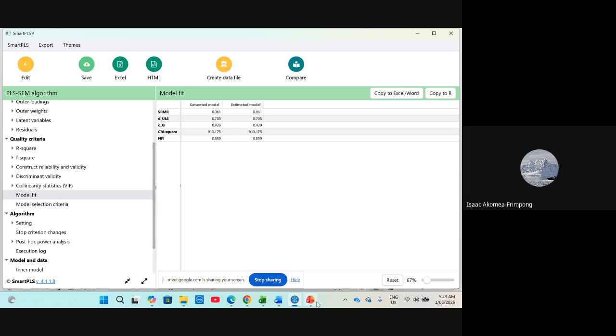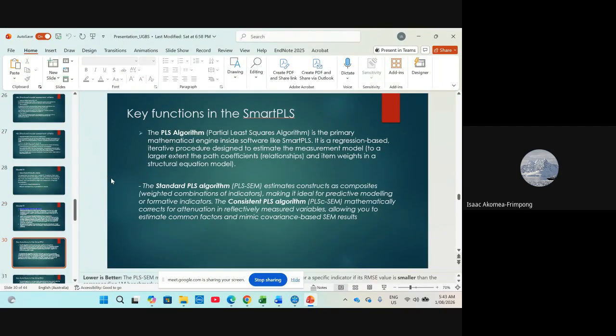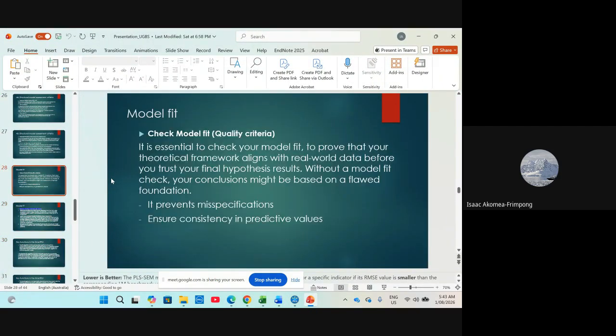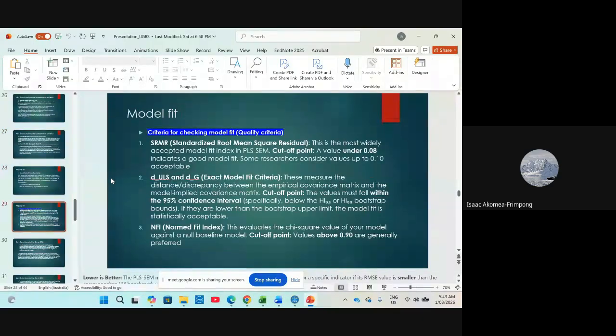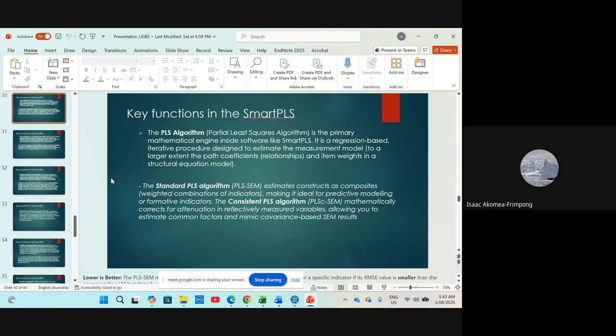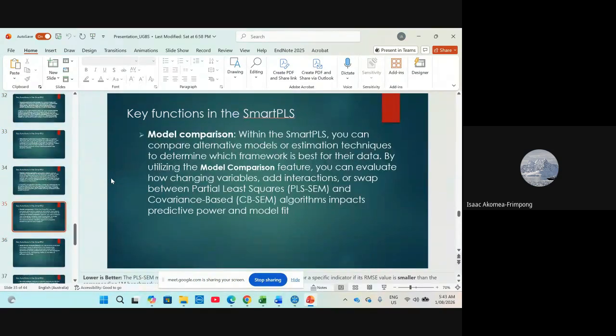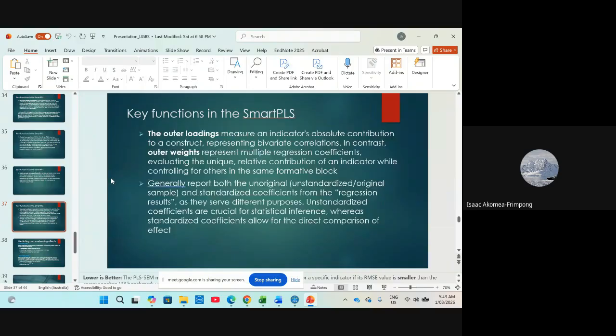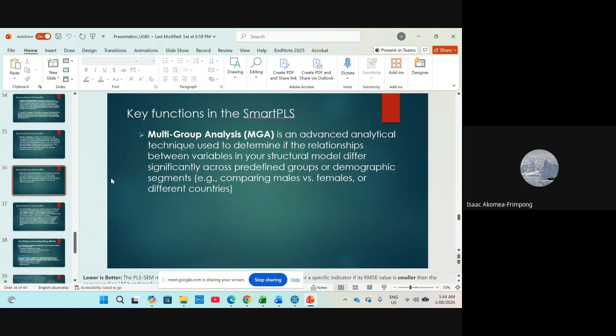So these are the robust tests that you have to look up to. The PLS predict is one of them. And then look up to the SRMR, the DULS and DG, that's the exact model fit criteria, and then the normed fit index. Yeah, so that's it for the remaining ones. There are more additional things I prepared to help with your presentations, like multi-group analysis and all that. We'll do these things in future.